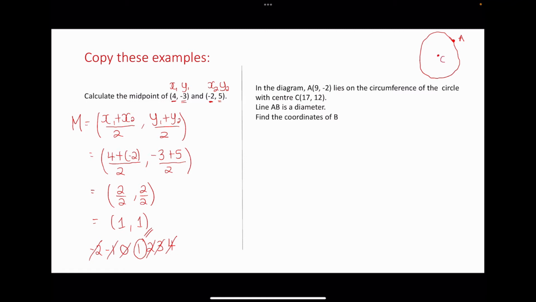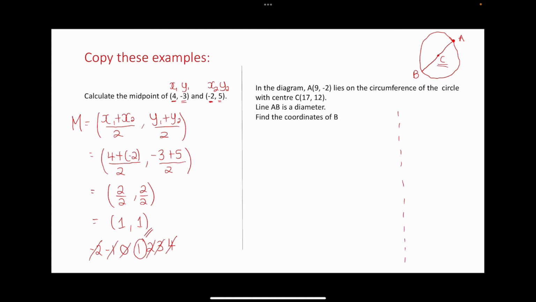Line AB is the diameter. So if this is A, the diameter crosses through the middle. This must be B over here. It's asking me to find the coordinates of B. So unlike our last example, we're not asked to find a midpoint. We're actually given our midpoint, because if you look at the line AB, C has to be the midpoint of that line. So there's actually two ways that you can do this question, and I'm going to look at both.